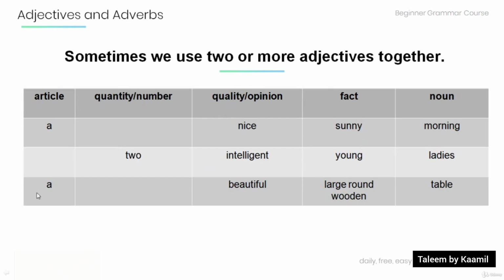And in this sentence, a beautiful large round wooden table, there are sets of adjectives describing the noun table. Beautiful, the quality or opinion. Large, round, wooden is the fact.